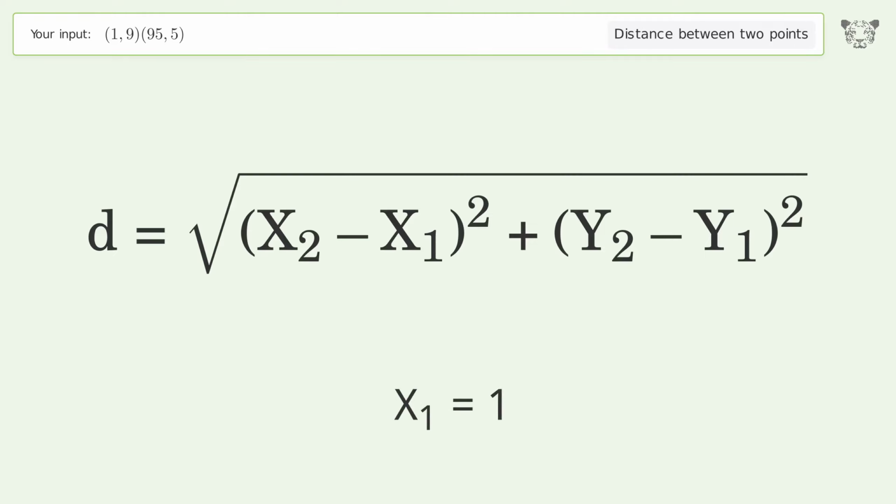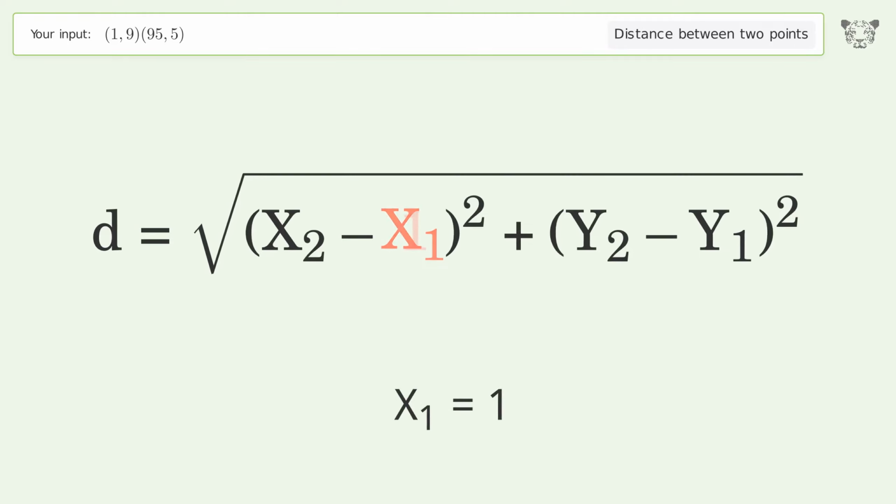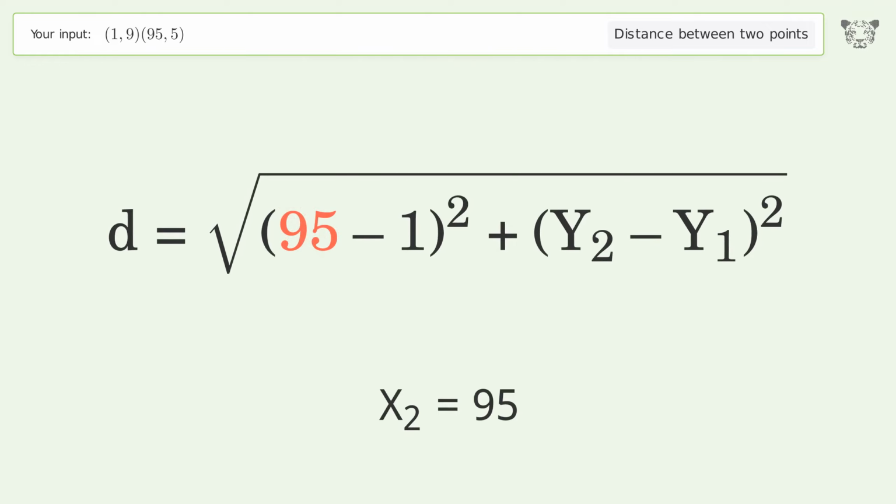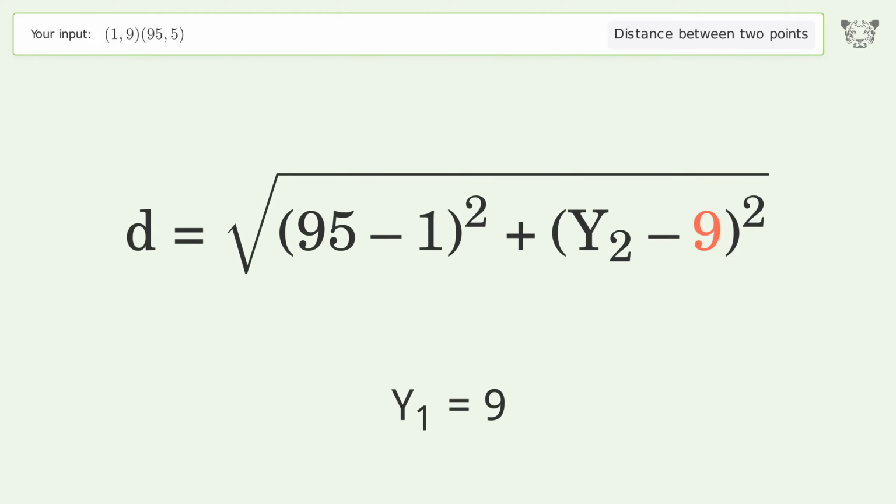x1 equals 1. x2 equals 95. y1 equals 9. y2 equals 5.